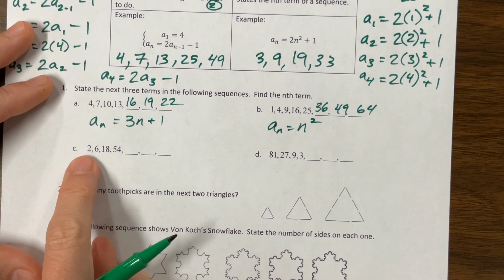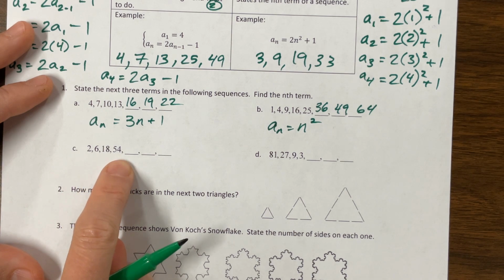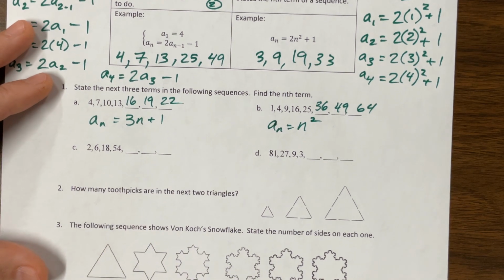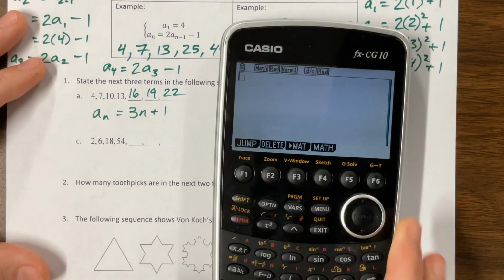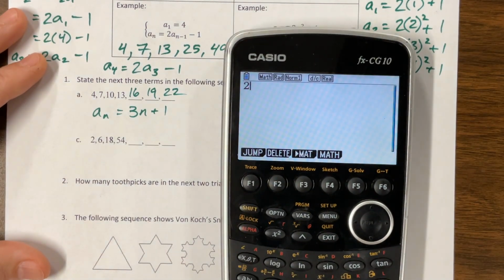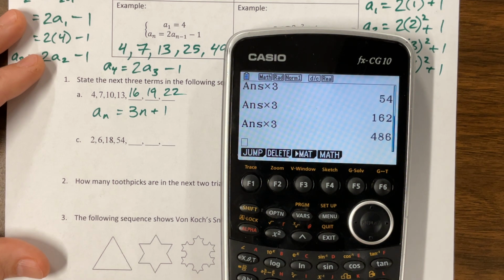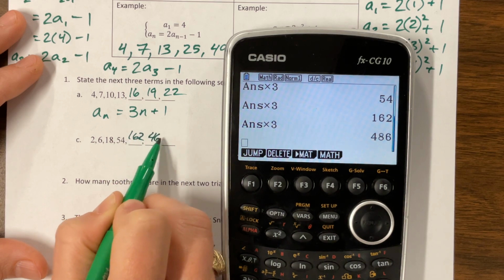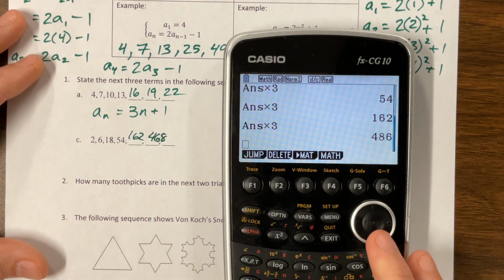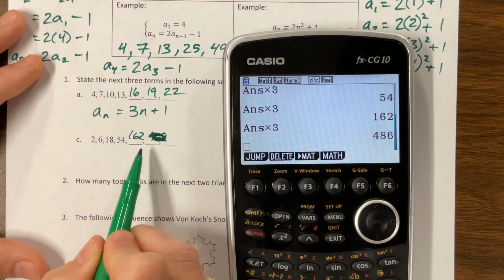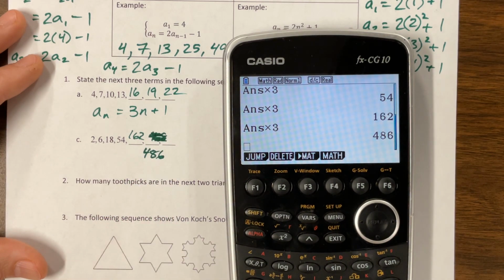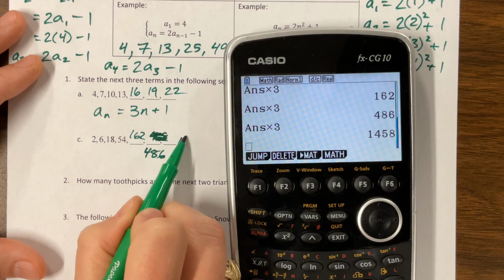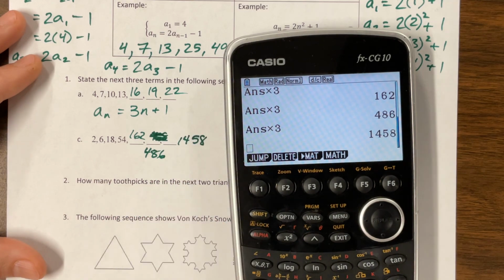On this one, I see 2, 6, 18, 54. It appears to me that I'm multiplying by 3. And one thing, I can generate this recursively if I don't feel like finding the formula. I can say 2 and then put times 3. So this is 162. I didn't give myself enough space. 486. Nope, that's not. Yeah, okay, I said it right. I didn't write it right. 486, multiply that by 3, and I see 1458.